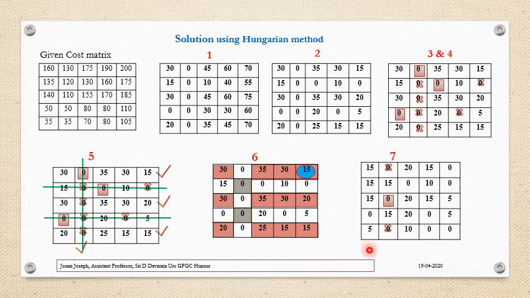Now scan through the columns. Here exactly 1 zero, make an assignment. This row is already assigned. Here make an assignment. Then here make an assignment. Now in this last one make an assignment. So now we check for optimality. 1, 2, 3, 4, 5 assignments, which is equal to the number of rows. So this is the final optimal assignment.